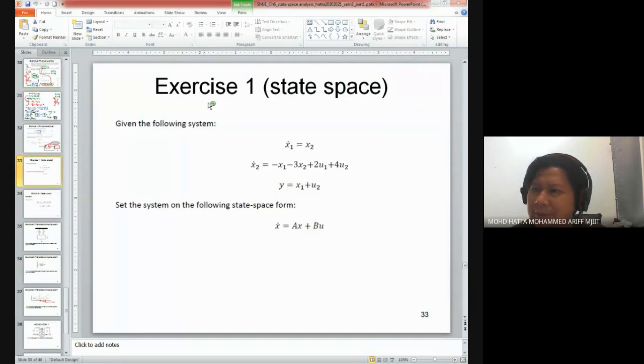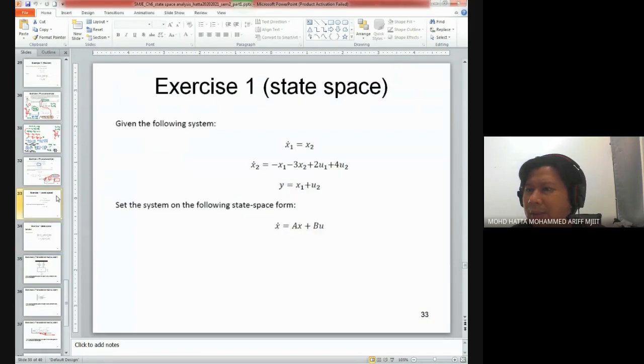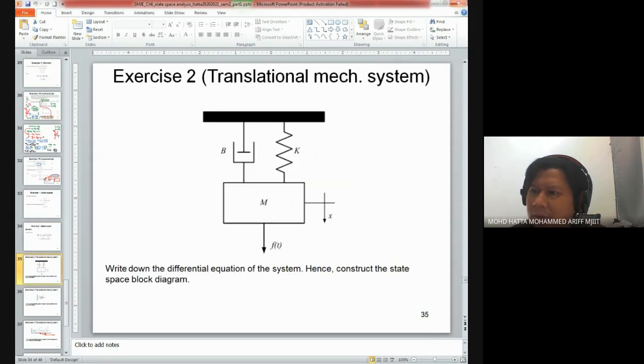So maybe exercise one, you can skip this, or if you want to do it, you can do it to become familiar with how to arrange the matrix for a state space model. However, the most important thing is that you need to practice the free body diagram. How to get a state space model based on a physical system.